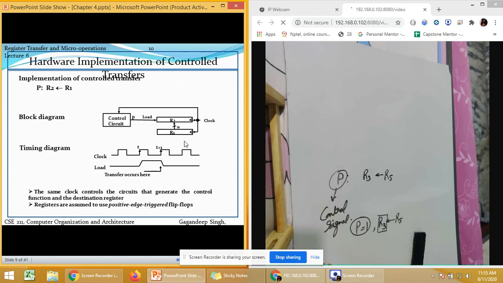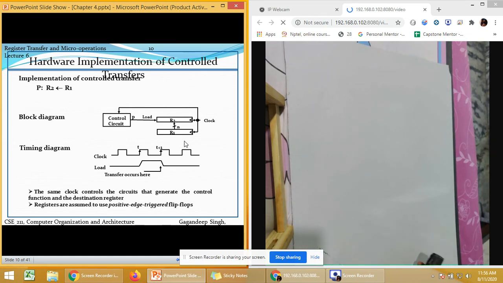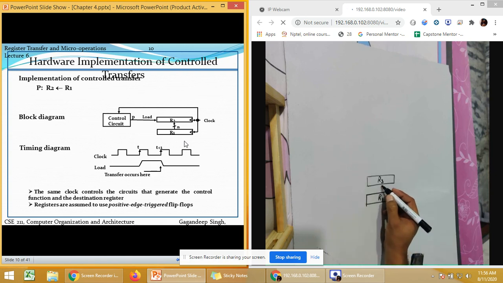Okay. Now we want to represent a circuit diagram for this, to show how this transfer will actually happen. So let me show you the diagram. This is R2, or you can say R3. This is R1. This is a representation which we have used earlier as well in the case of the decoder. Now this N represents that if it is an 8-bit register, then N will represent 8. If it is a 16-bit register, then N will represent 16. So this is how N is representing.